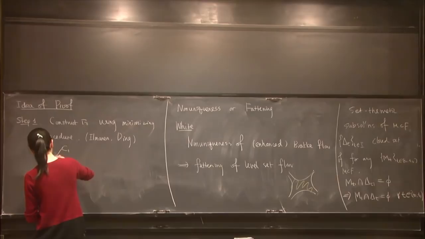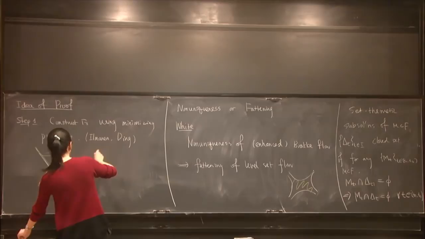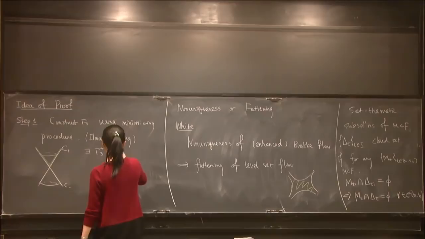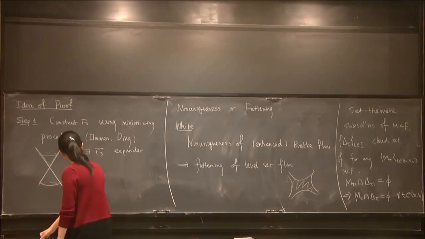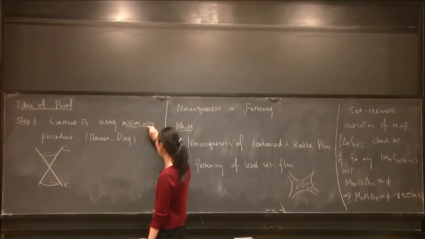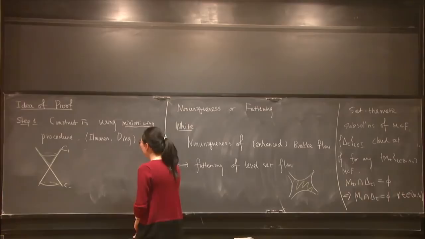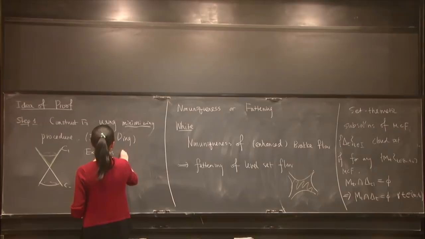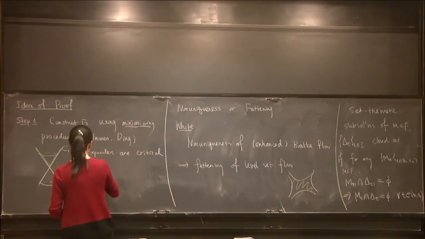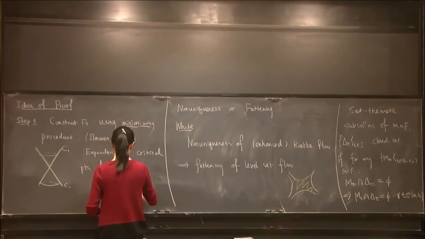Right, so you can basically see that the expander... Oh, sorry, I forgot to mention one important thing, because I didn't tell you what I mean by minimizing, right? I just assumed everyone knows that the expander is a critical point of some functional, but I haven't written down the functional. Okay, so the expander is a critical point of this functional, like this.